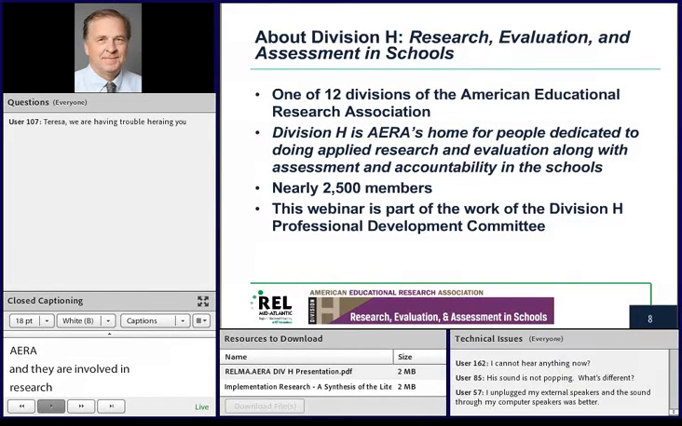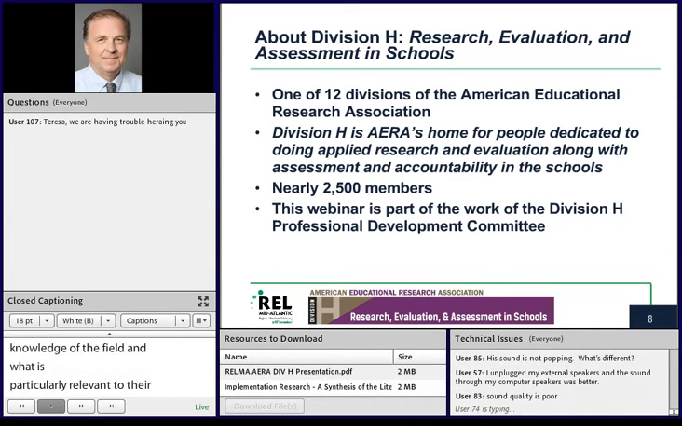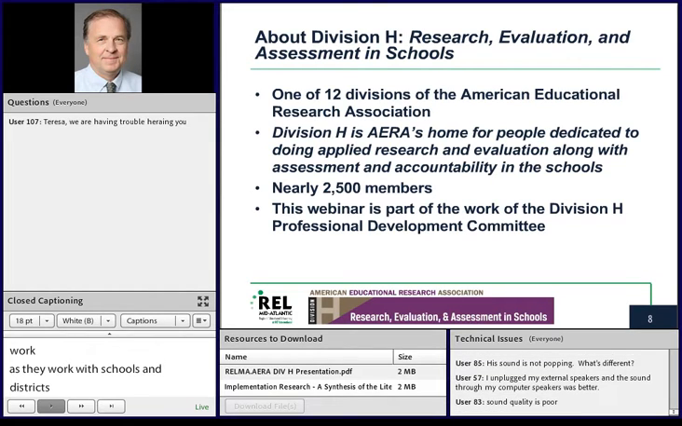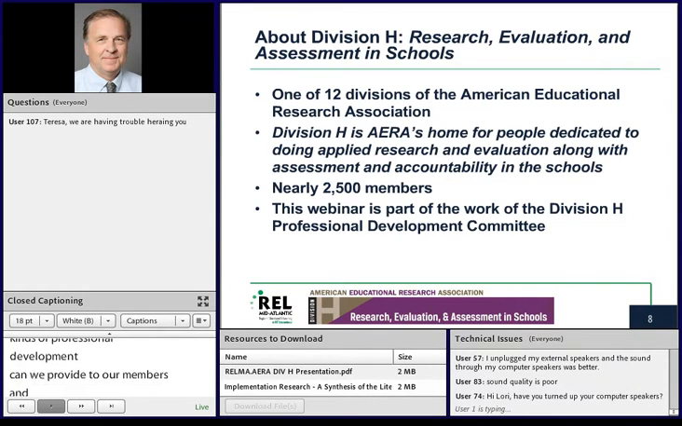Many of them are interested in expanding their knowledge of the field and what's particularly relevant to their work as they work with schools and district educators. So last year, 2014, our Vice President, Zolly Stevenson, created a professional development committee of AERA Division H that could look into the question of what kinds of professional development we can provide to our members and to others, in addition to participation in the regular annual conference.